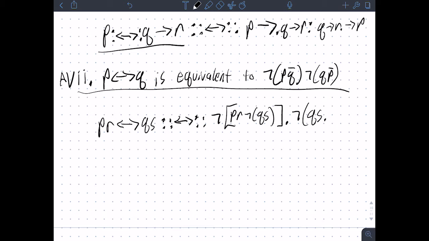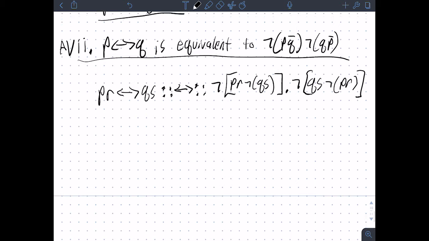Oh, that doesn't need a dot. Oh, and that should have brackets. Yeah. Again, the negation signs are just really tedious. You won't use this one quite as much.